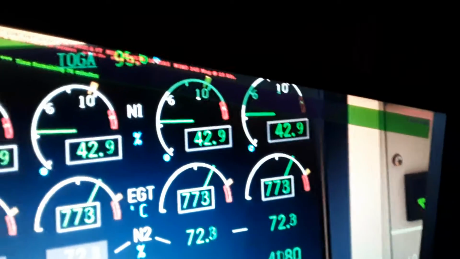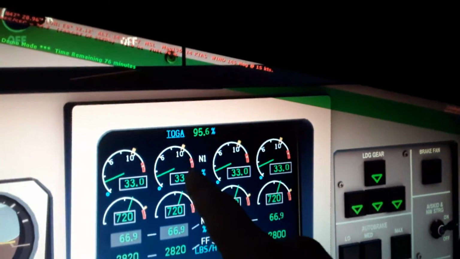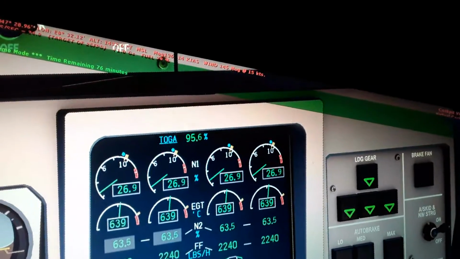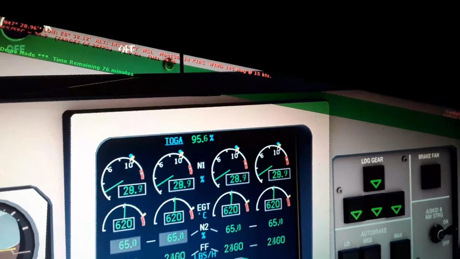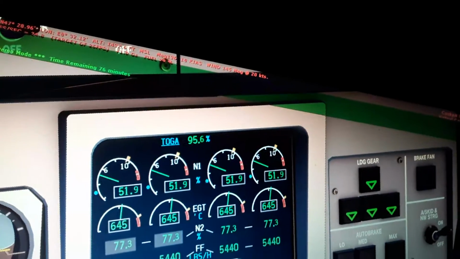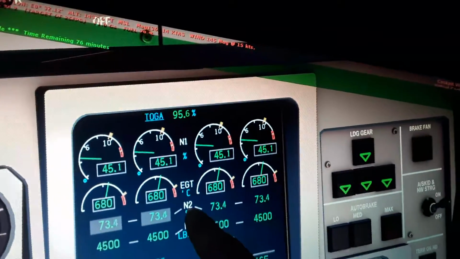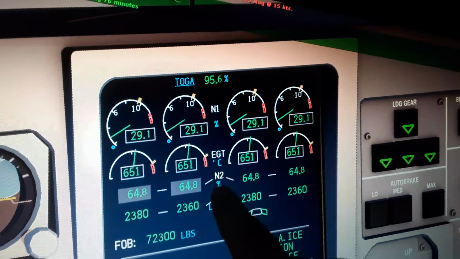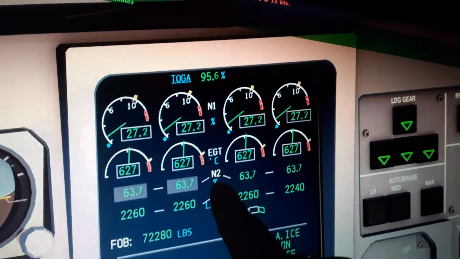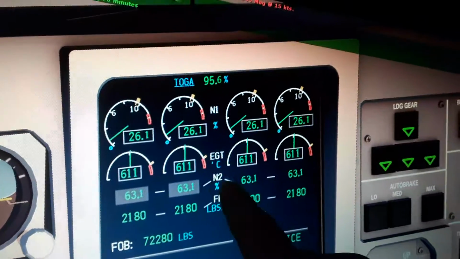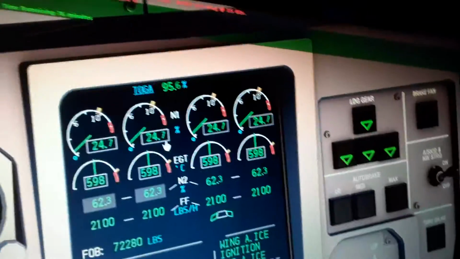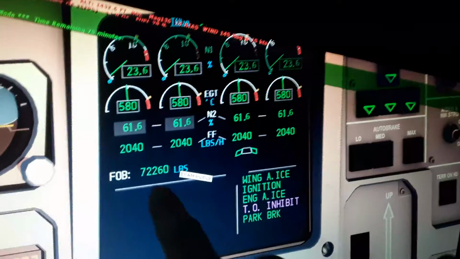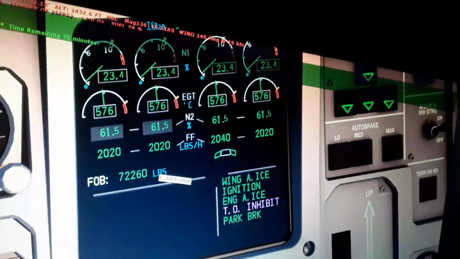And here's the N1, which is the low speed rotor front fan rotation speed, which can go up to maybe 104, I think, for takeoff. And here's the exhaust gas temperature, the N2, which is the high speed, high pressure compressor rotation speed, which is 63% right now. The fuel flow is 2,000 pounds per hour per engine. The fuel on board, we have 72,000 pounds of fuel.